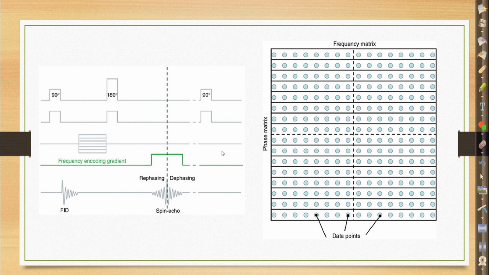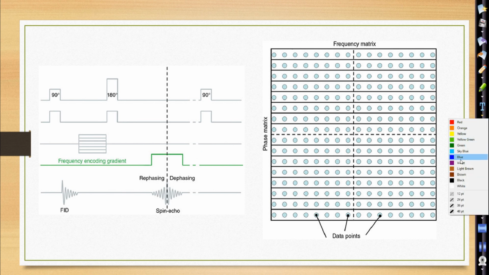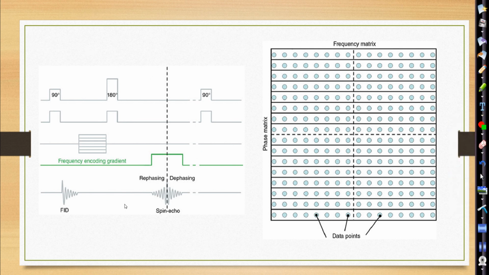All right. So once again, what is this whole thing right here? This whole pulse sequence diagram. Once again, this is our pulse sequence diagram.